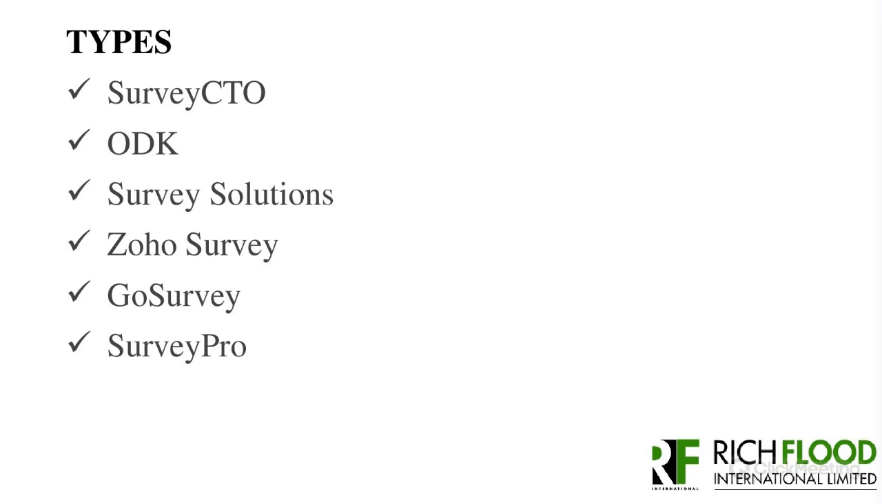Now, what are the types of CAPI? We have SurveyCTO, we have ODK, which is Open Data Kit, we have Survey Solutions, we have Zoho Survey, we have GoSurvey, we have SurveyPro. We have a lot of them. Some of these are used for environmental studies, like what we are discussing here today, environmental and social impact assessment. Some are used for market research purposes. Some are used for client-based analysis. And a lot more. So we have a lot of these survey software.